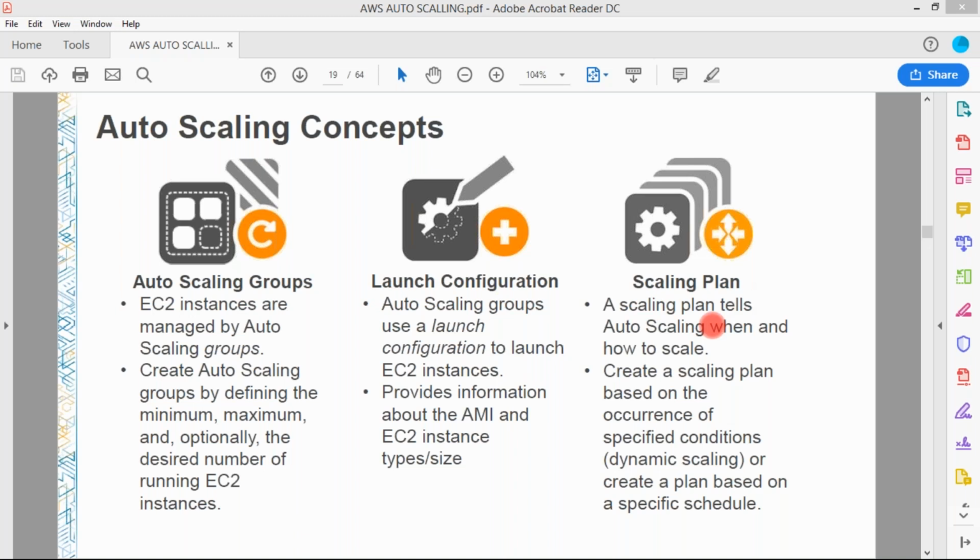Then the scaling plans. The scaling plans tell about when and how to scale, right? And how to scale horizontally or vertically. We will talk about that later on, but the matter of fact is how auto scaling is working. Create a scaling plan based on the occurrence of specified conditions, which is dynamic scaling, or create a plan based on specific schedules. So if anything goes down, suppose your availability zone goes down, suppose your instances go down, suppose your auto scaling is not working at the same time, you have to create a plan for what needs to be done when you have any problems like that.